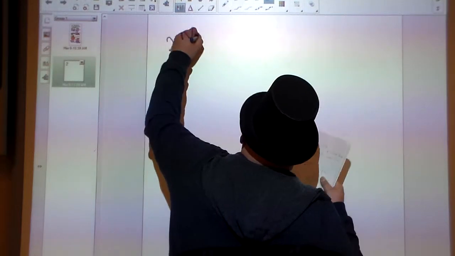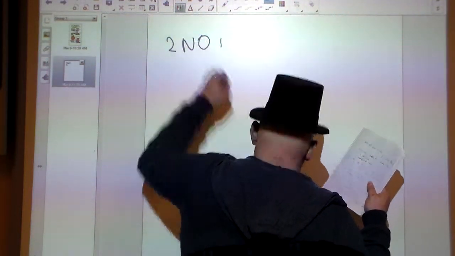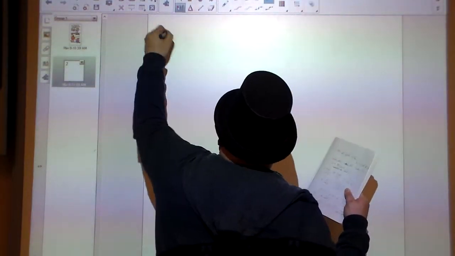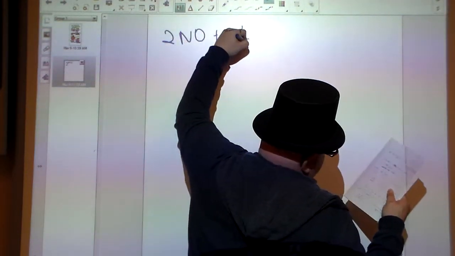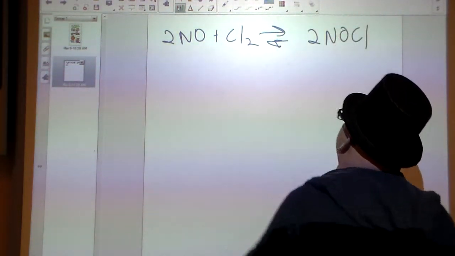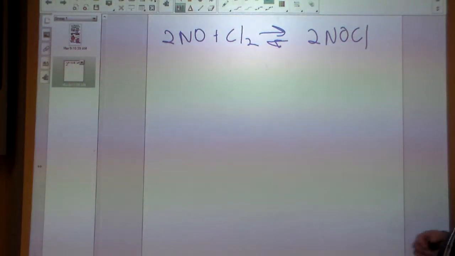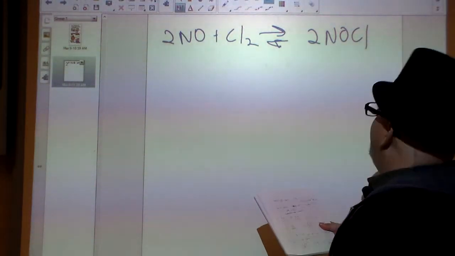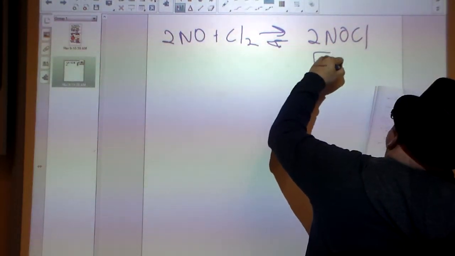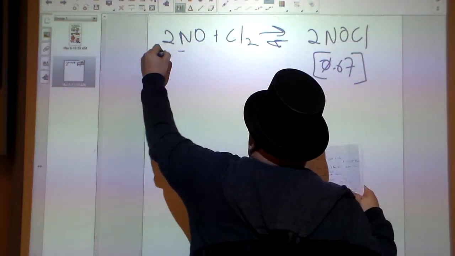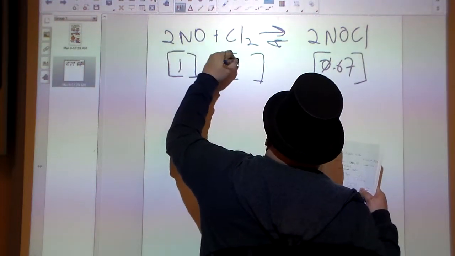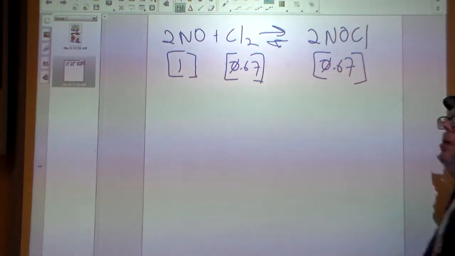So again, we have 2NO. Oops. Let me erase that. Let's go back to it. So we have 2NO plus Cl2 gets us 2NOCl. Okay, so this is what we're going to have. And again, we're going to have the same concentrations. So we're going to have 0.67 here, we're going to have a 1, and then here, again, a 0.67. This is what we're going to have.